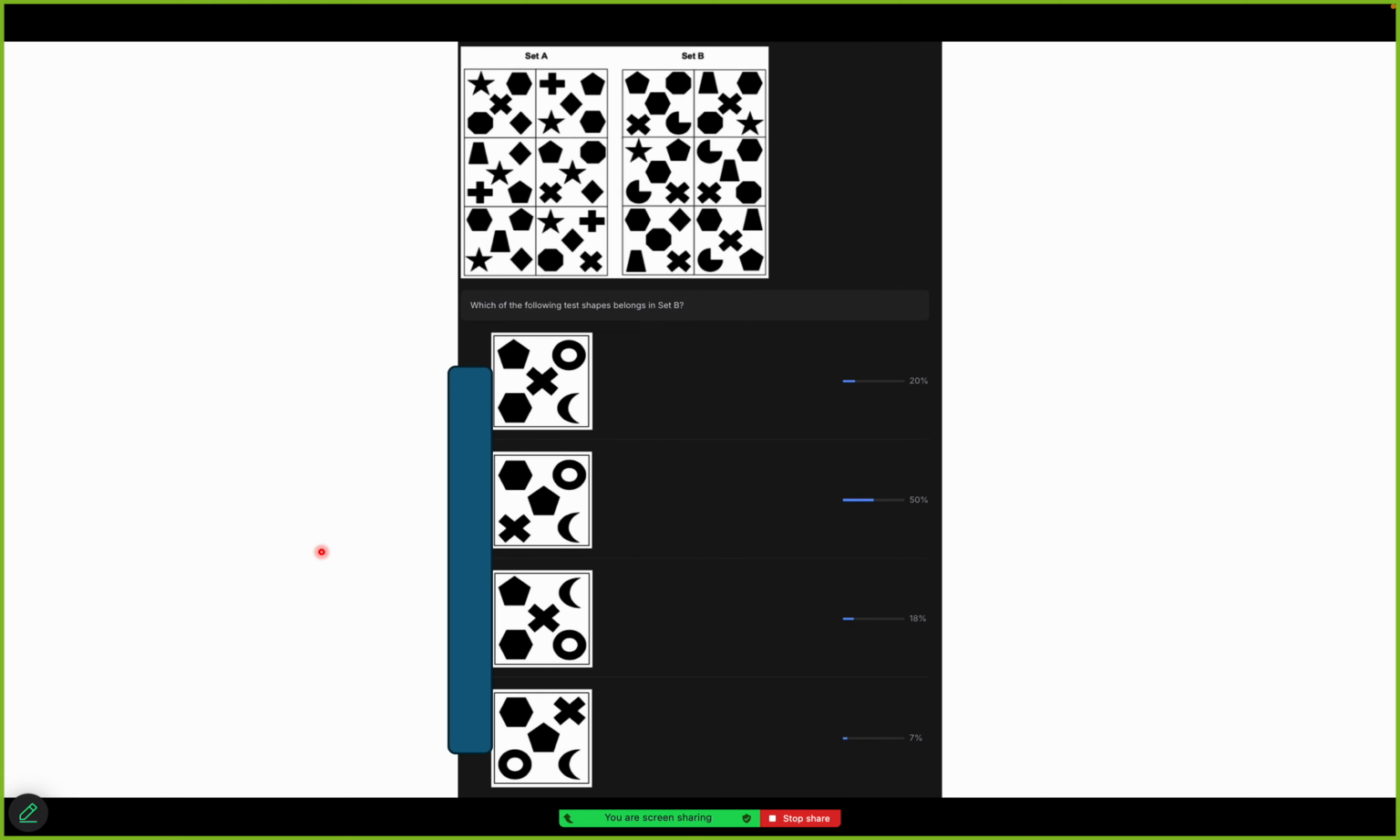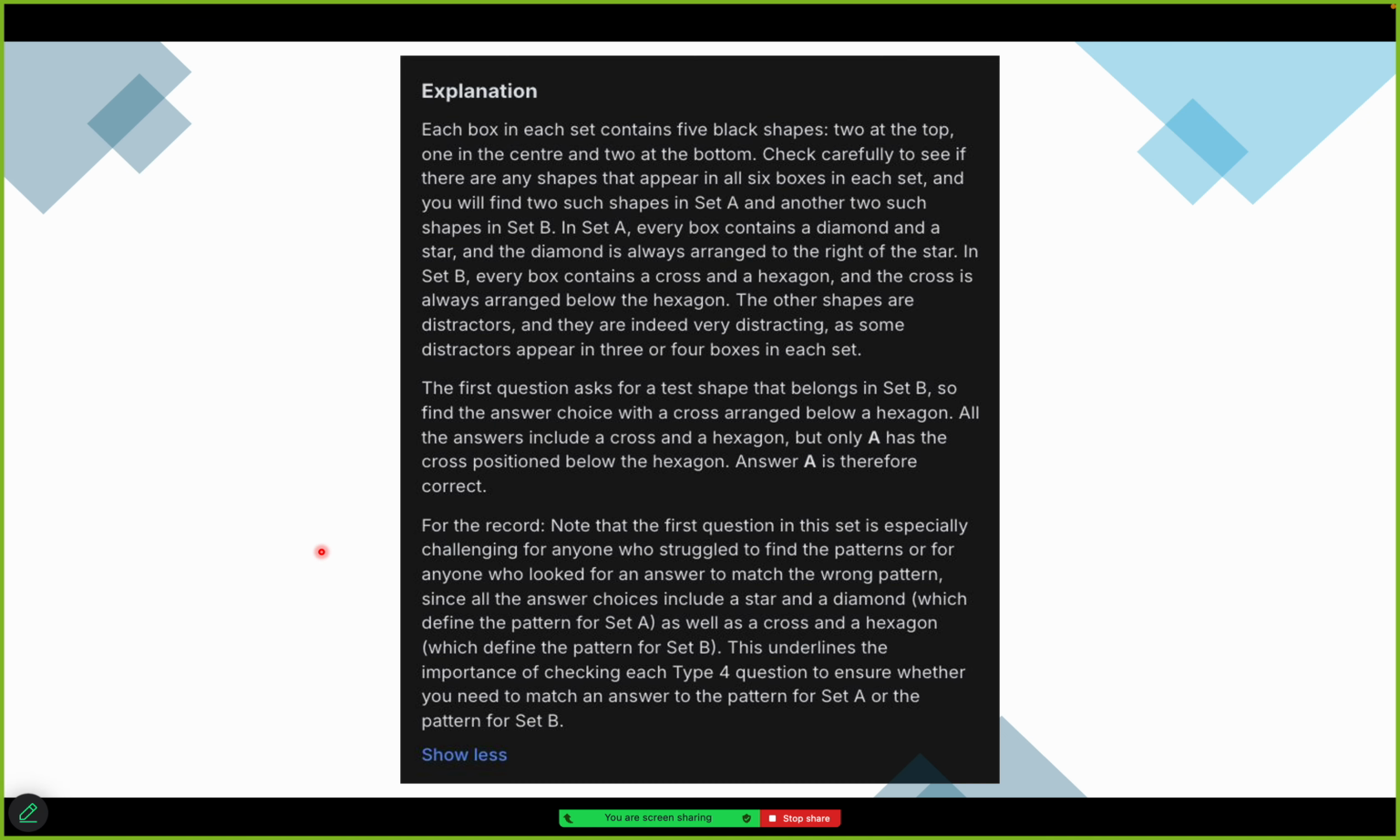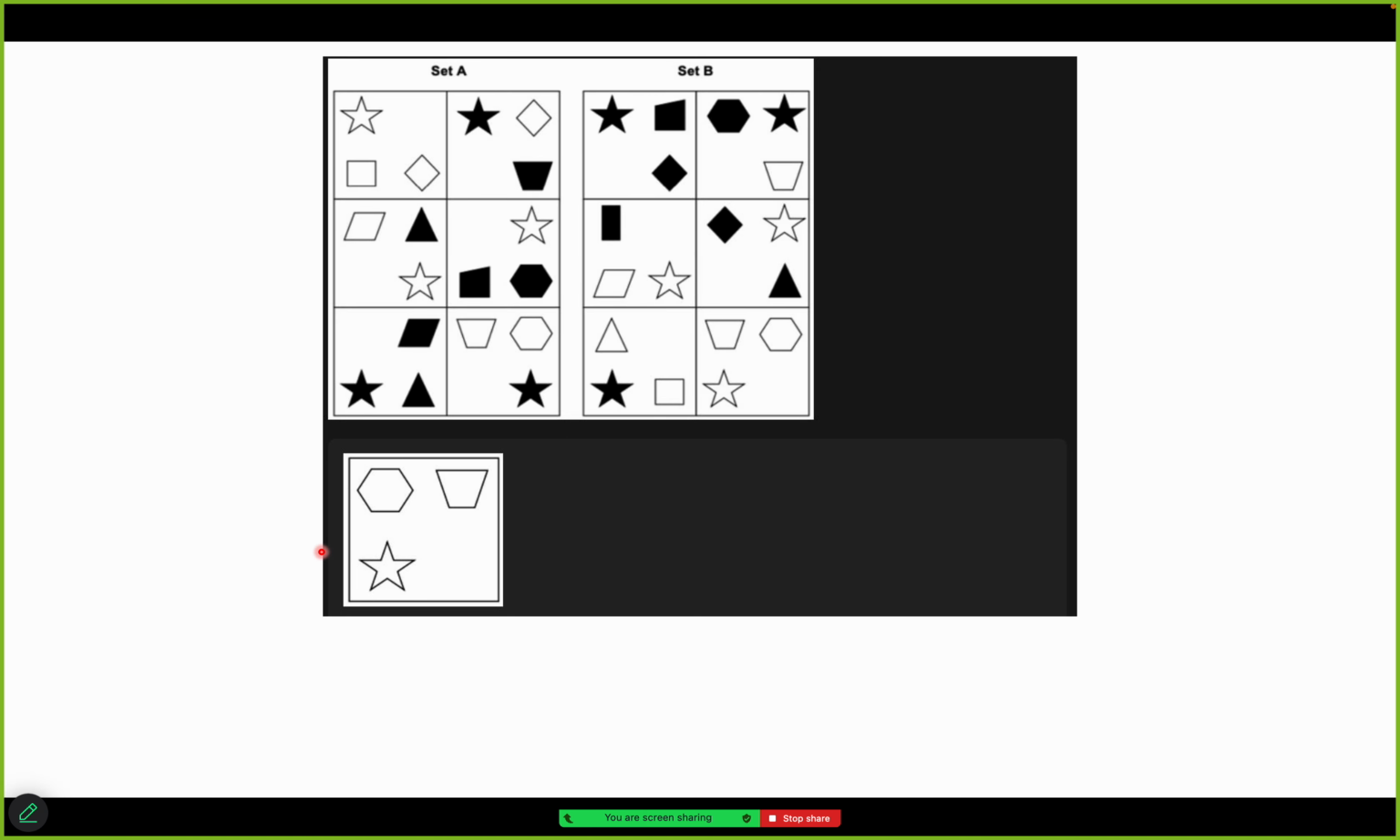Hexagon above the cross would be B. Okay, good. See how easy once you work it out, isn't it? Okay. Yeah. Go for this.